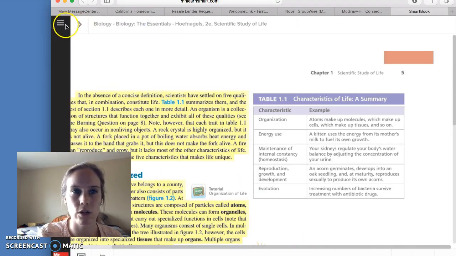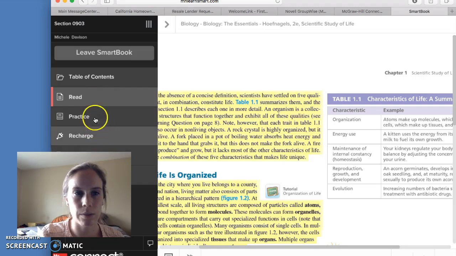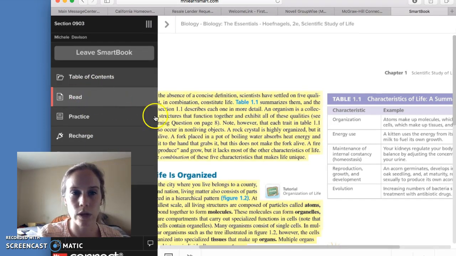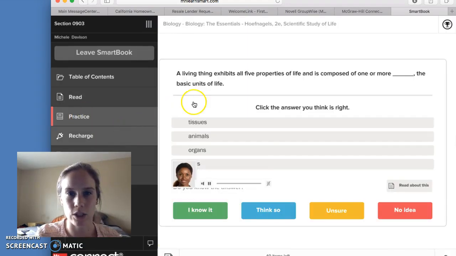So when you are in your LearnSmart, click on these three buttons over here, okay? And you have these things over here that you need to be paying attention to. Table of contents is going to give you each of your chapters. Read is going to give you this look that you're seeing right now, where you can actually read the book. What you need to be completing are the practice questions.